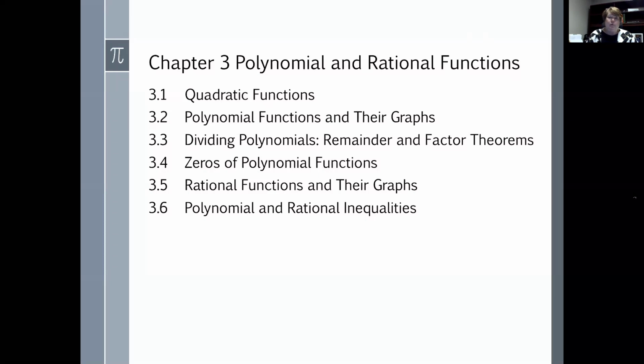In Section 3.4, we're going to find the zeros of polynomial functions. In Section 3.5, we're going to introduce rational functions and what their graphs look like. And in Section 3.6, we'll do polynomial and rational inequalities.